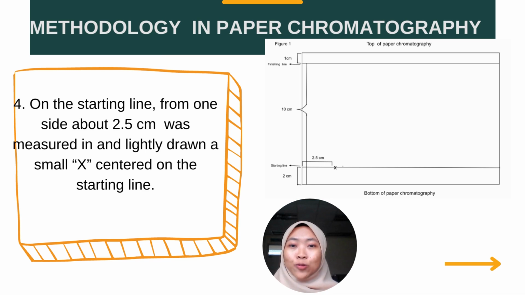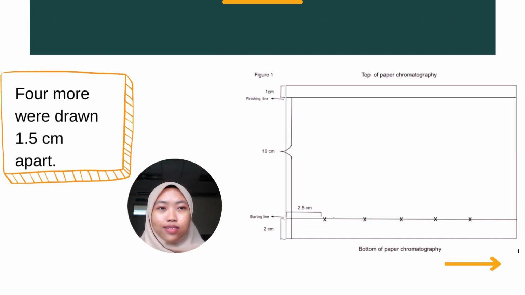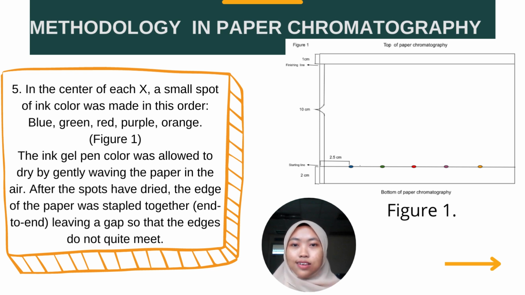On the starting line, from one side about 2.5 cm was measured in and a small X was lightly drawn. Four more were drawn 1.5 cm apart. In the center of each X, a small spot of ink color was made in this order: blue, green, red, purple, orange, based on figure 1. The gel ink pen color was allowed to dry by gently waving the paper in the air.